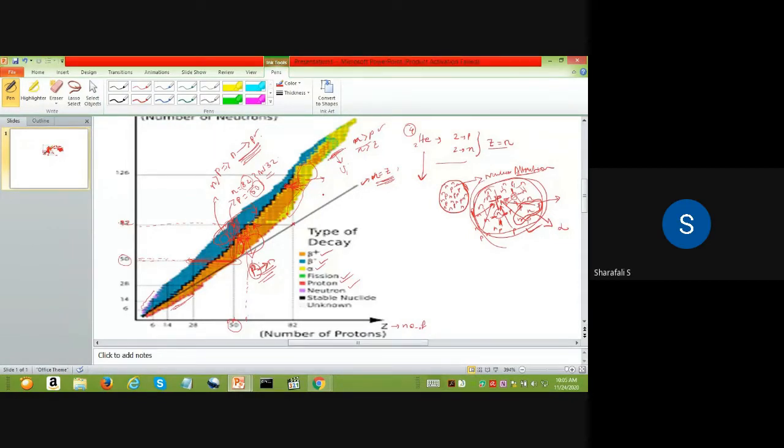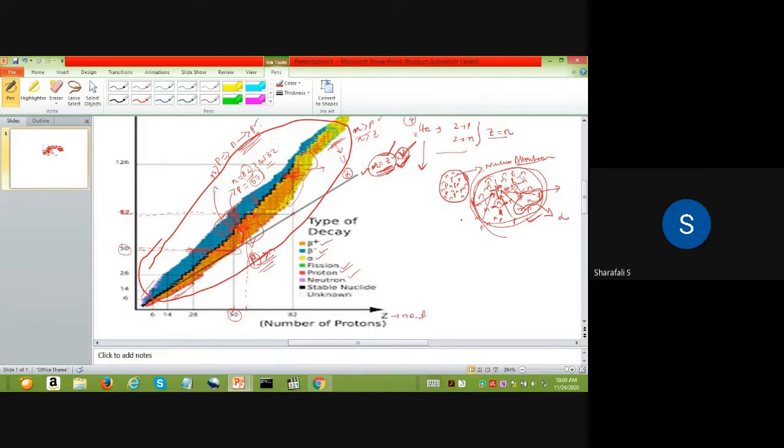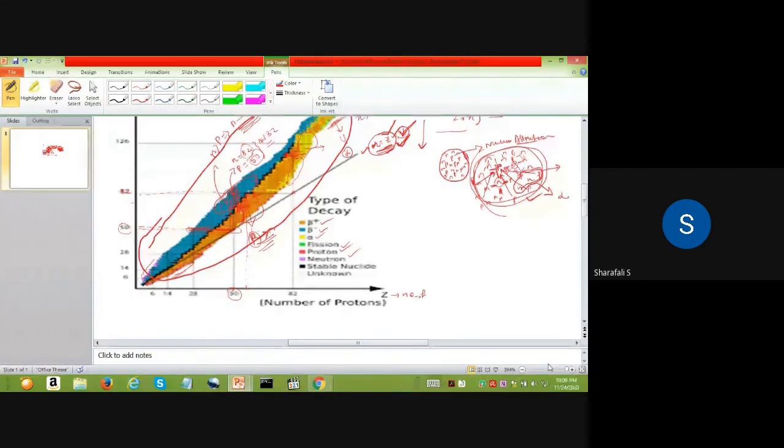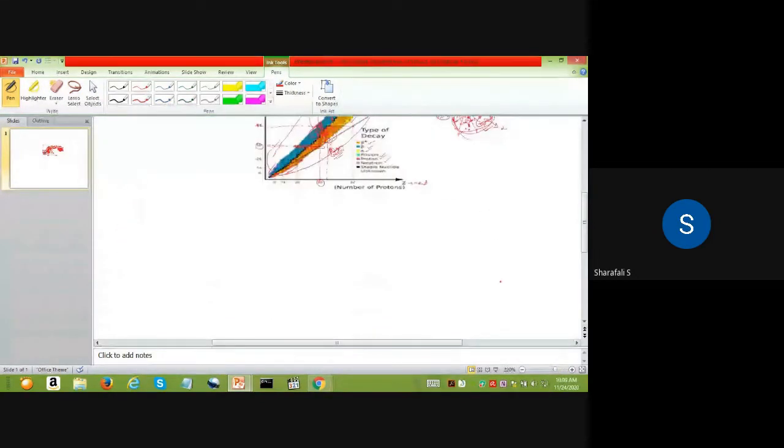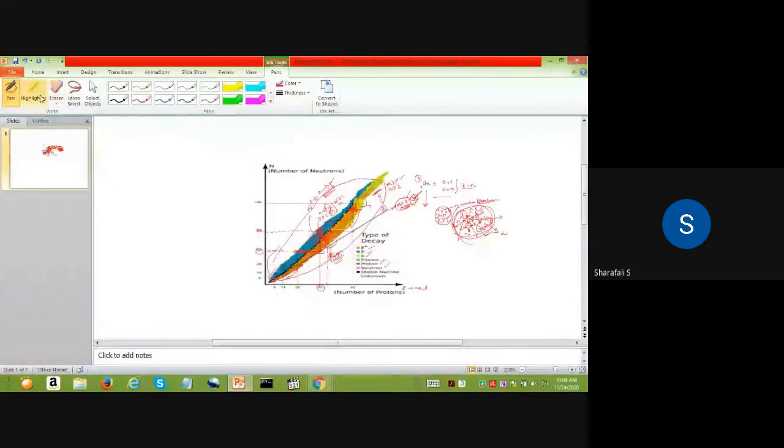So that's all about the basics of the decay processes from the neutron-proton curve. We'll continue with the gamma theory. So before that, where is this?